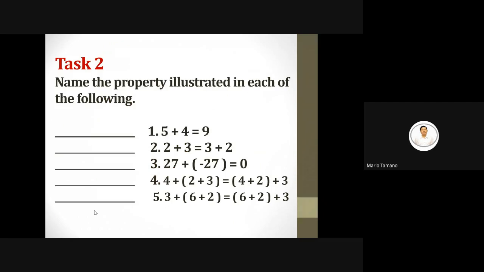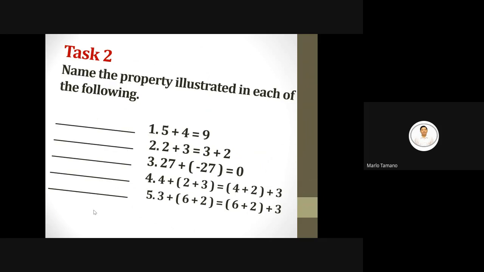Now, we are ready to face this task 2. Name the property illustrated in each of the following. Number 1. Now, what do you think the answer? Yes.